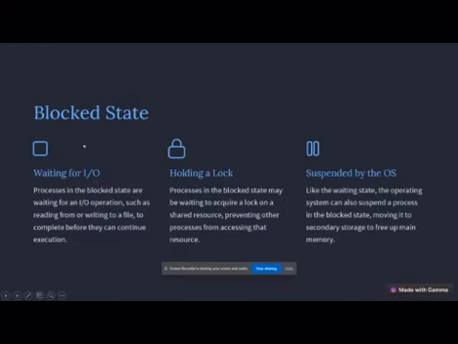Now next, blocked state. It also has three parts: waiting for input-output, holding a lock, suspended by the OS. Processes in the blocked state are waiting for an input-output operation such as reading from or writing to a file to complete before they can continue execution. Processes in the blocked state may be waiting to acquire a lock on a shared resource and preventing other processes from accessing that resource. Suspended by the OS. Like the waiting state, the operating system can also suspend a process in the blocked state, moving it to secondary storage to free up main memory.